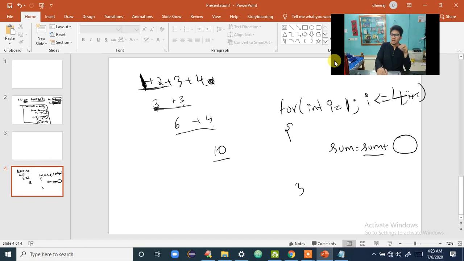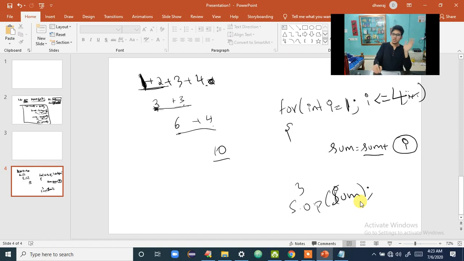What is that something here? You have to add something plus something. That something is nothing but the i value. That i is our something. If I write like this, then after the for loop I write System.out.print and print the sum value. In this case, we will get the output.